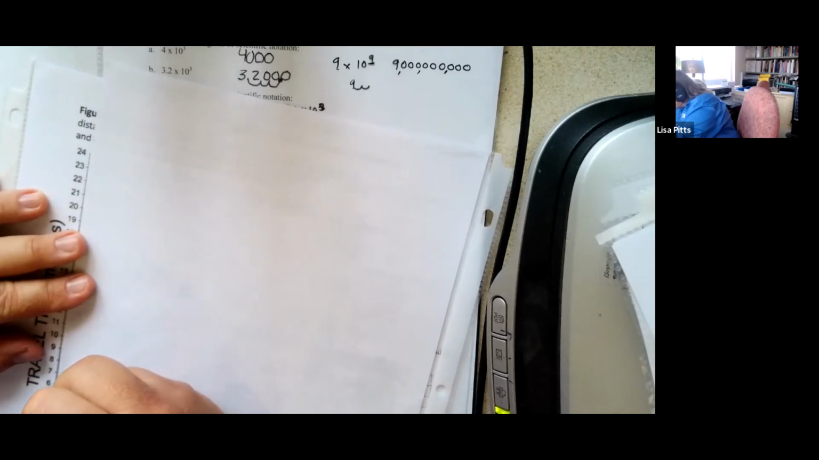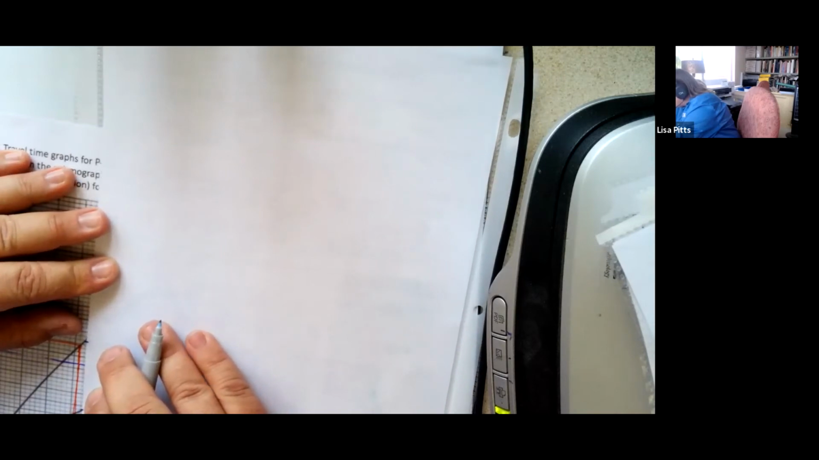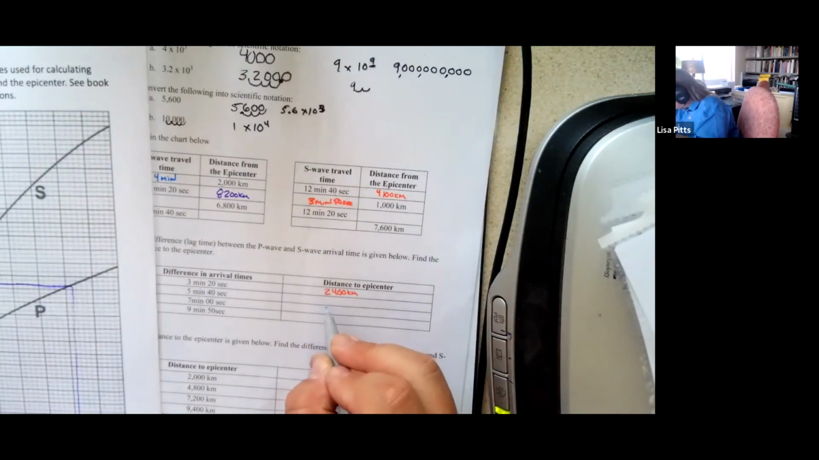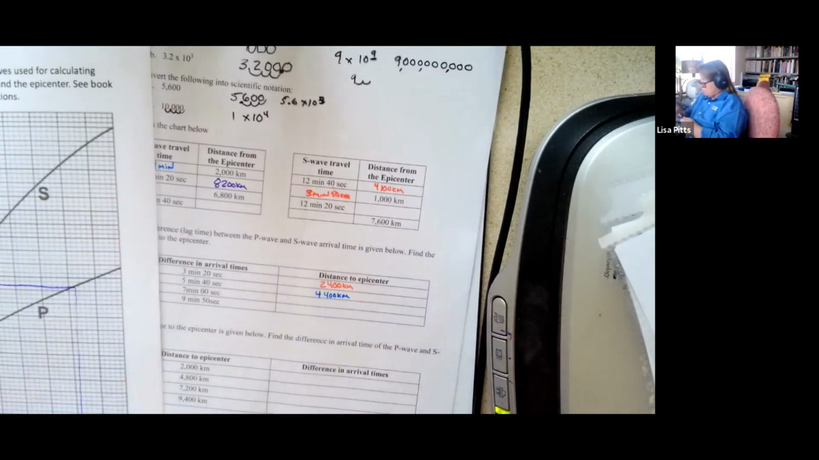So 5 minutes and 40 seconds. Actually, let's start somewhere different. Let's start here. 5 minutes and 40 seconds. It's 2 lines past here. That's here. Okay. And I'm going to take this and find out where those 2 things intersect, and I'm going to come straight down. Here, I guess. Okay, so 4,000 to 4,400 kilometers. That's how that one works.